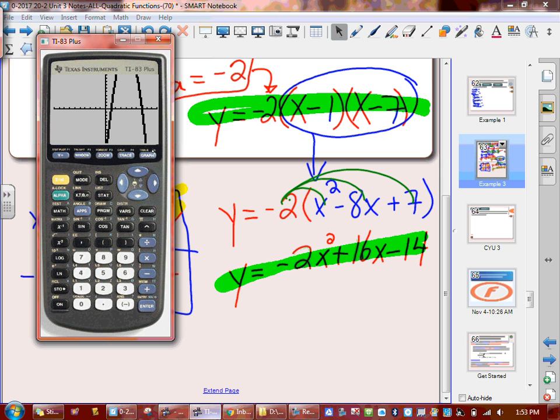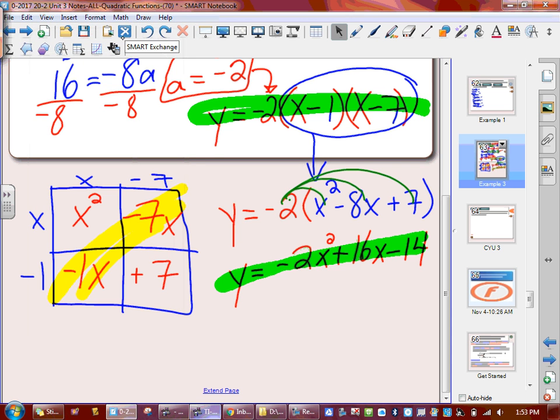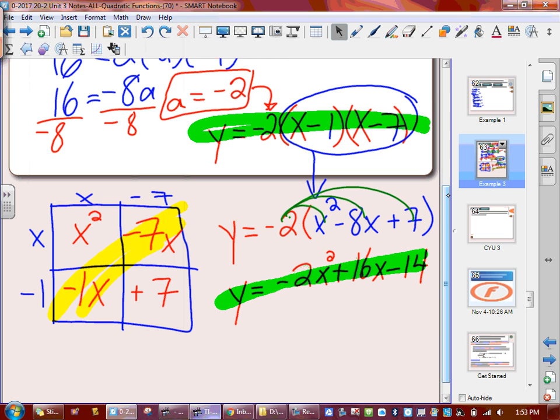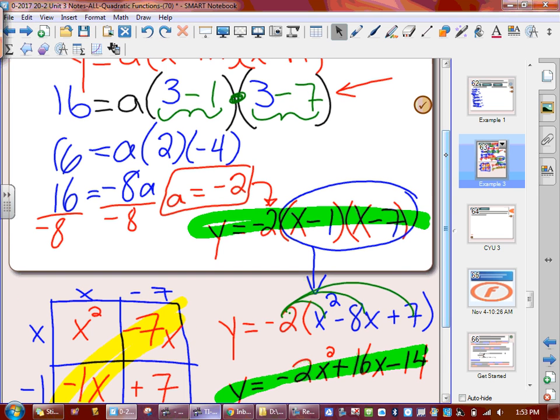So that is how we find a general equation given x-intercepts that we have to solve for first. So this is a multiple step equation. Okay? Moving on to the next one. This is yours to practice identically. Same steps. Push pause now and play when you're ready.